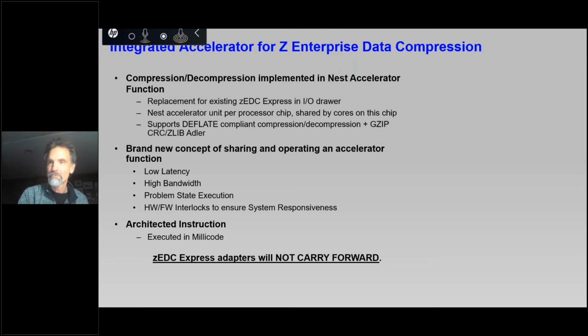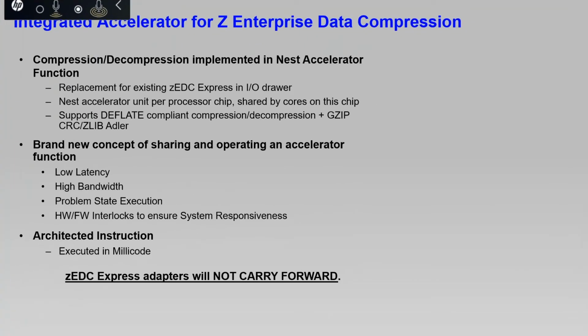I am going to start out with the integrated accelerator for z Enterprise Data Compression, zEDC. Essentially, this is a compression, decompression, nest accelerator function. It replaces the zEDC Express card that IBM had previously released. The reason for that was, one, it increased performance by putting it on the core, but it also gave you a couple more I/O slots, and some customers were running into the area where they were running out of I/O slots, so it gives them that.